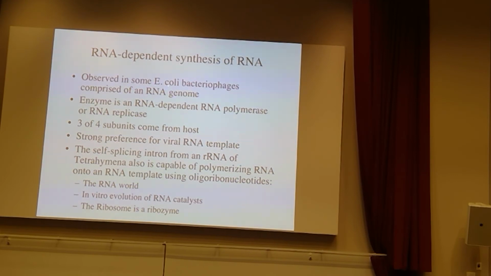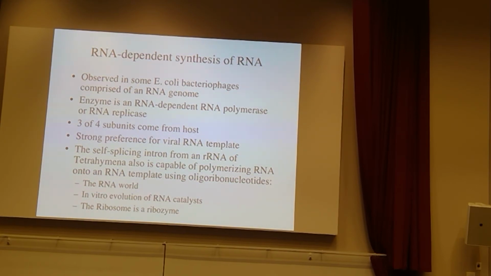So we see this in bacteriophages that infect E. coli, and the enzyme that we call upon to carry this out is an RNA-dependent RNA polymerase. We also call it an RNA replicase. And this is a really interesting example of how pernicious or clever viruses can be, that although it needs this enzyme to replicate its own genome, it actually grabs almost all of the machinery for doing that from the host.